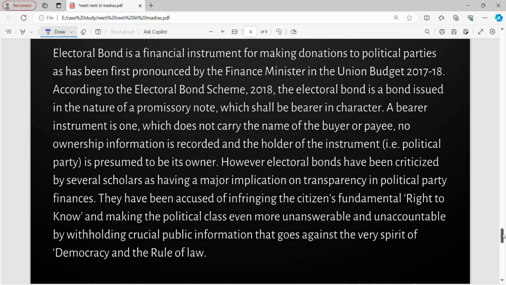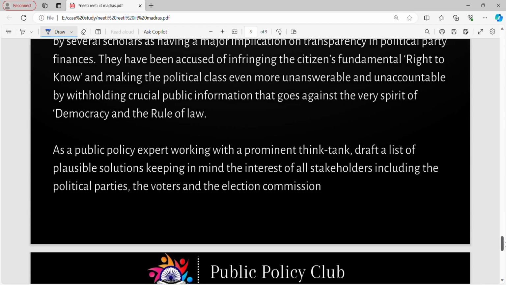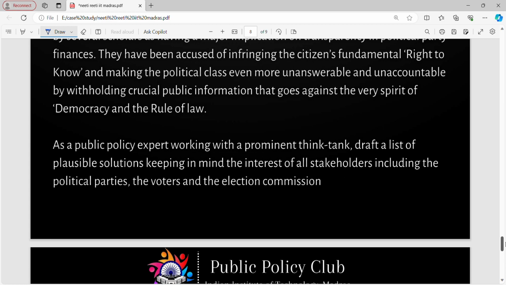However, electoral bonds have been criticized by several scholars as having a major implication on transparency in political party finances. They have been accused of infringing the citizens' fundamental right to know and making the political class even more unanswerable and unaccountable by withholding crucial public information that goes against the very spirit of democracy and the rule of law. As a public policy expert working with a prominent think tank, draft a list of plausible solutions, keeping in mind the interest of all stakeholders, including the political parties, the voters, and the election commission.